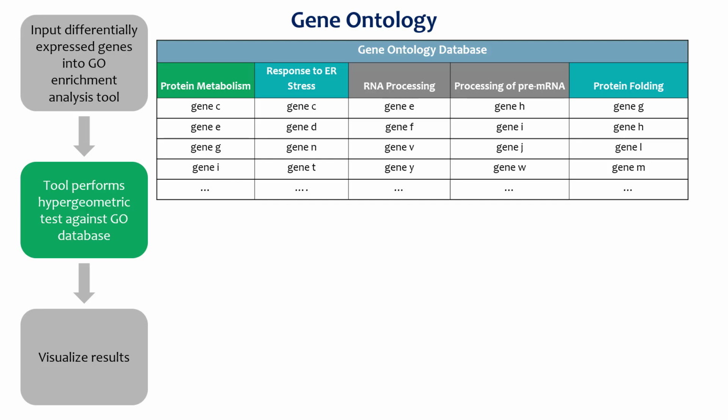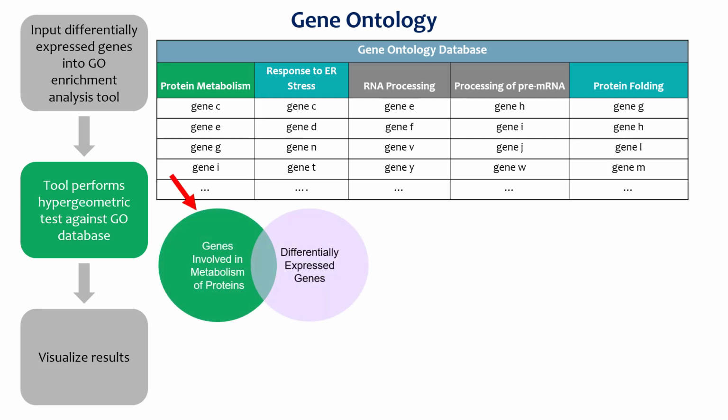These functional groupings of genes are stored within gene ontology databases such as GO, Reactome, and the Kyoto Encyclopedia of Genes and Genomes, called KEGG for short, which are libraries of gene pathway associations that have been curated using the scientific literature. The mathematical test performed to make these comparisons is called a hypergeometric test. A Venn diagram is a nice visual representation of the test.